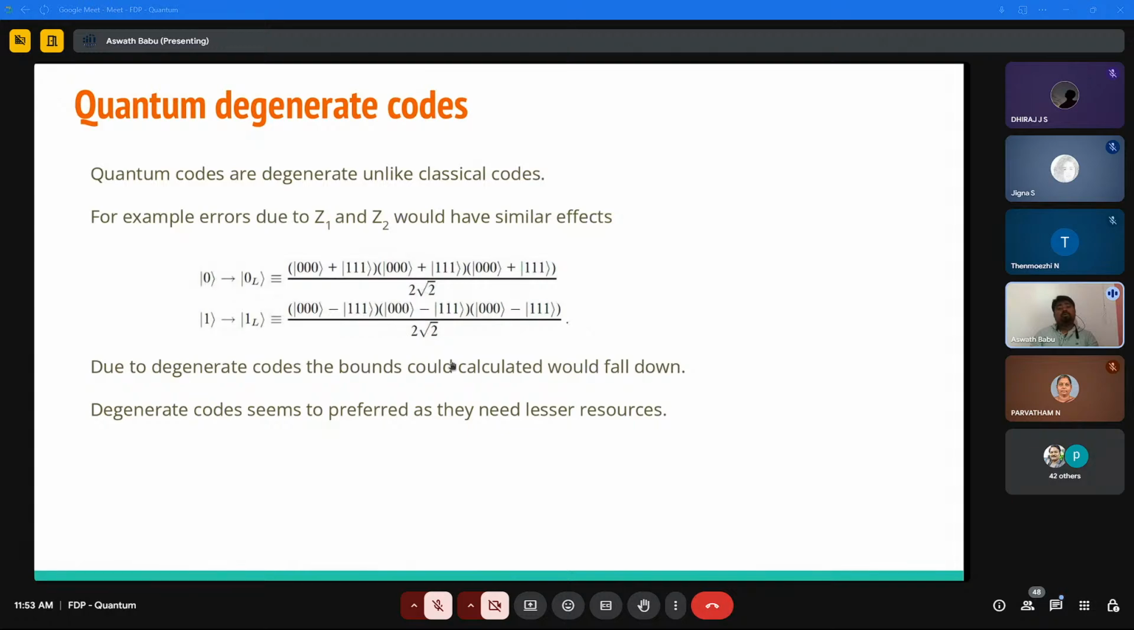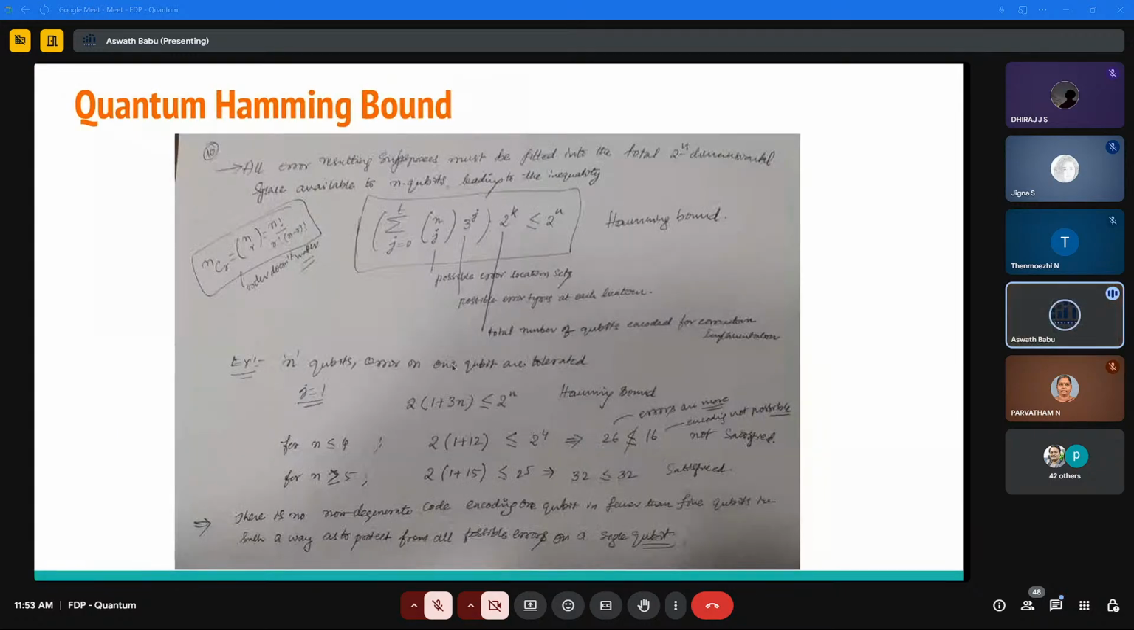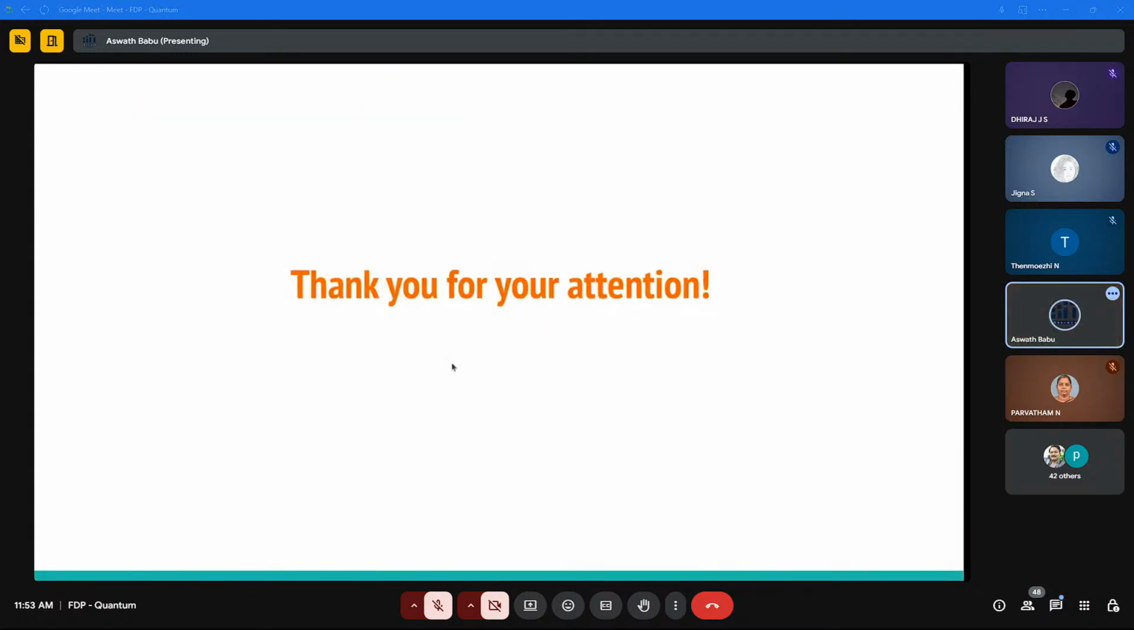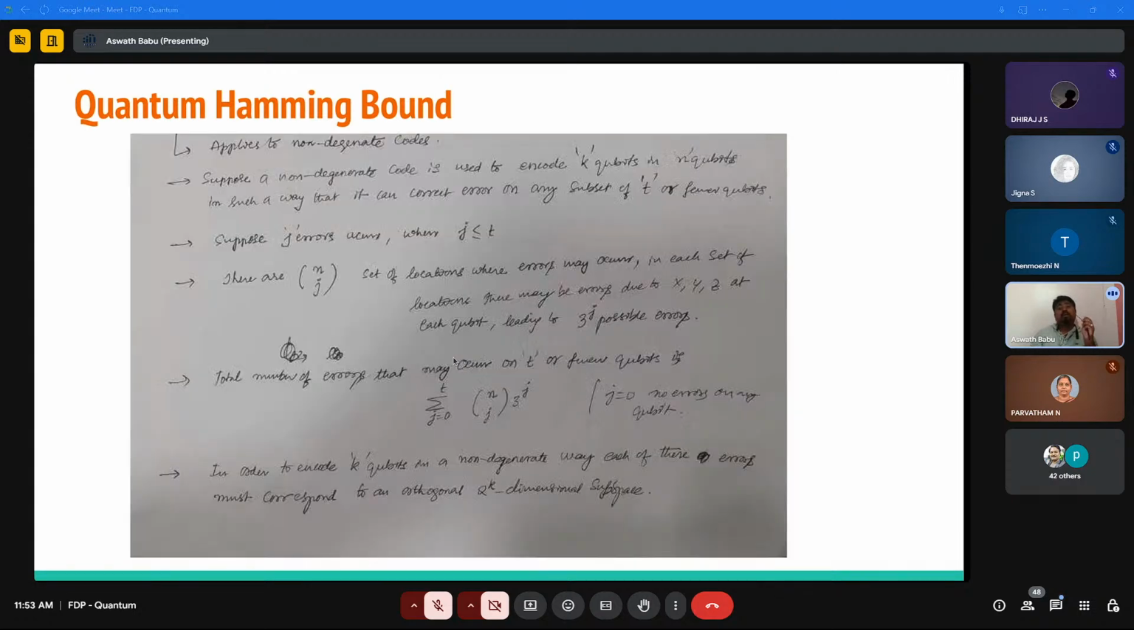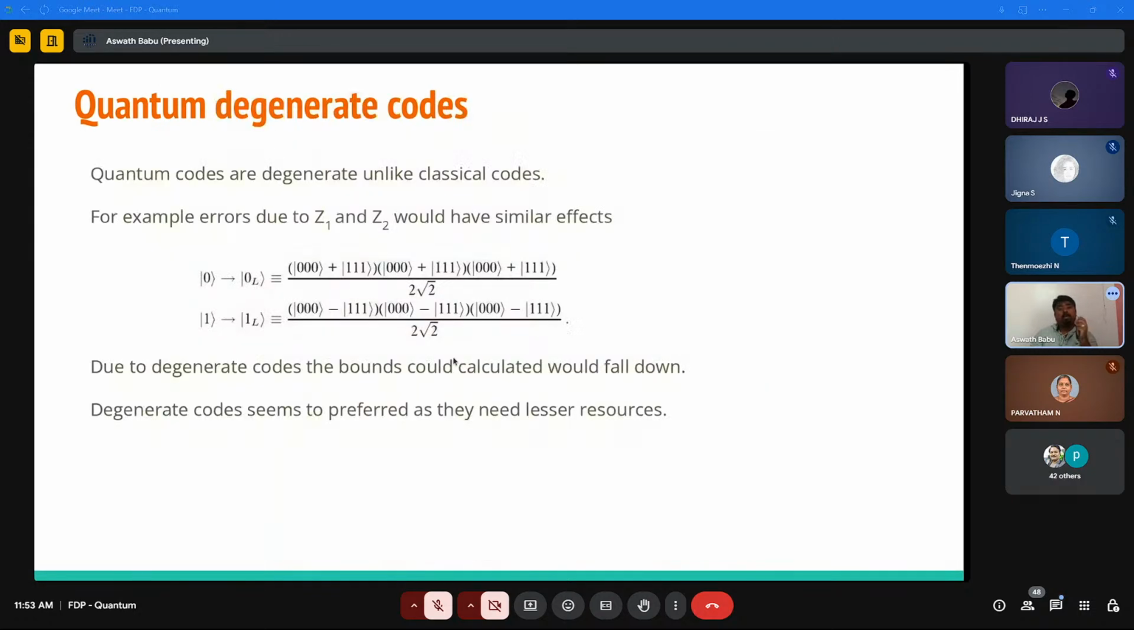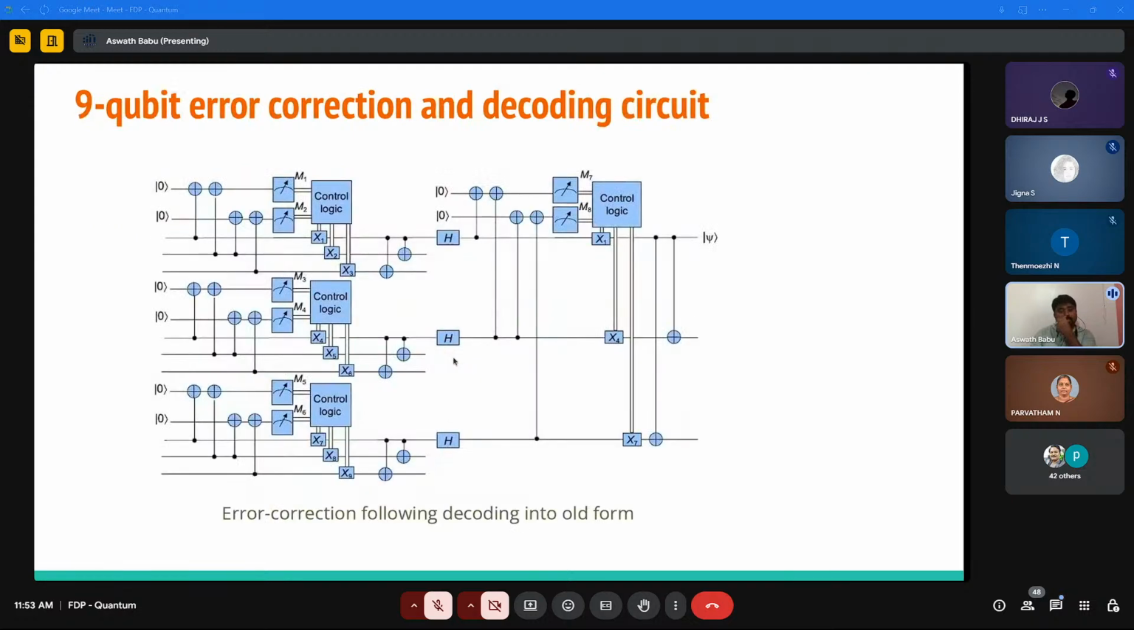It is discussed as the Hamming bound. If you want, you can go through it. There is a hand notes description given, and everything is written in detail. You can read through and understand. So I'll just stop at this point. If there are any questions, we'll address those questions.